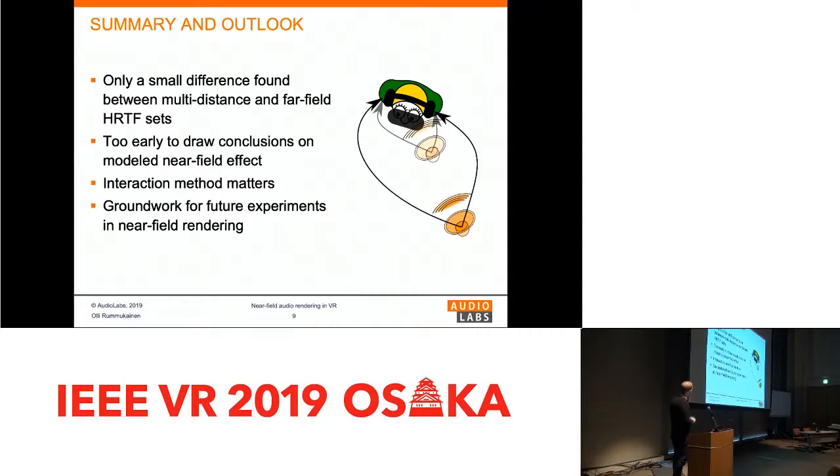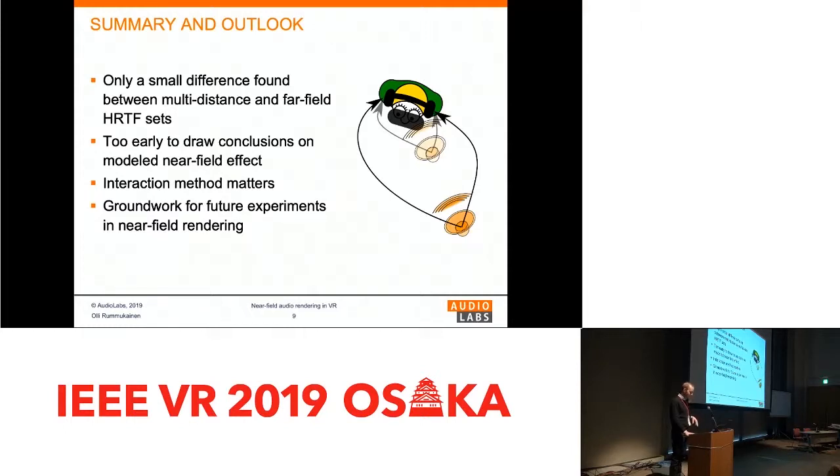Okay, then to summarize, we found only a small difference between the multi-distance and far-field HRTF sets. So based on our results, multiplying the workload with measuring multi-distance HRTFs maybe is not worth it, but we would have to do more research on that to be really sure. Similarly, it's still really too early to draw any conclusions on the modeled near-field effect, so we would have to have a similar underlying rendering method there to actually say something.